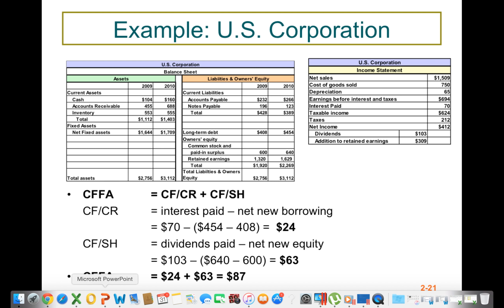As far as your cash flow from shareholders, you're looking at dividends paid of $103, which is again noted on your income statement. Then you're looking at your 640 less your 600, and you'll end up with $63. 24 plus 63 gives you 87. So either way we approach the cash flow from assets, we end up with the same answer. It doesn't matter which approach we utilized.